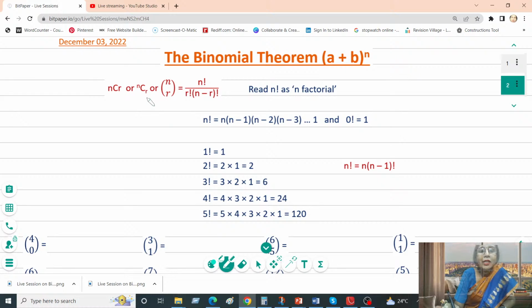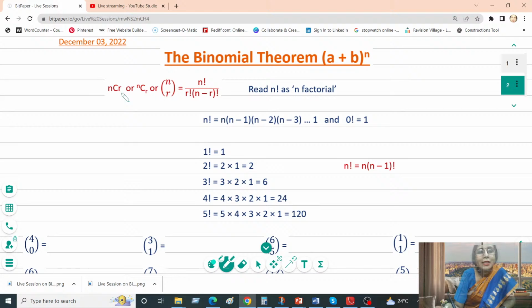In today's session, we'll be finding these values manually, because for IBDP students, you have Paper 1 in which a calculator is not allowed. So you have to know how to find these values manually.